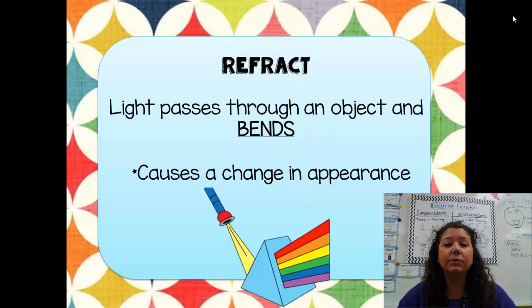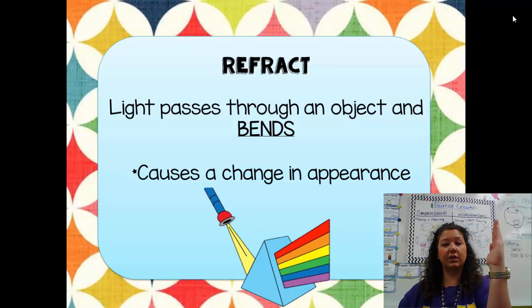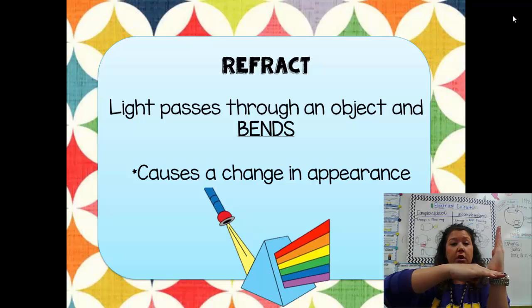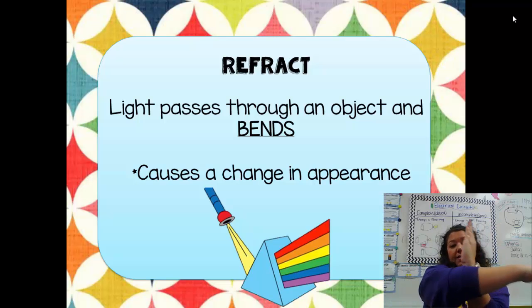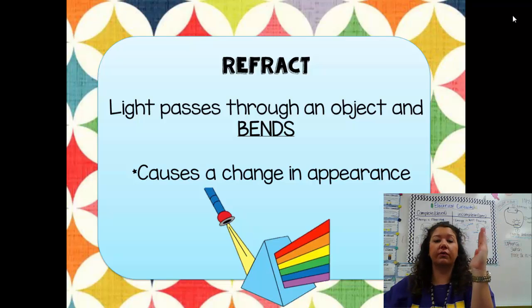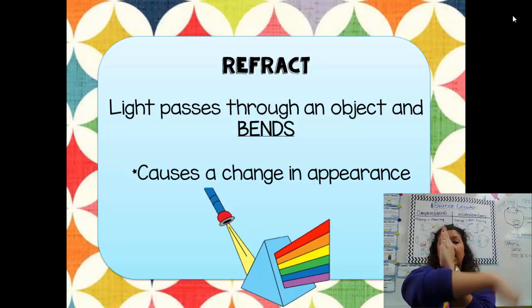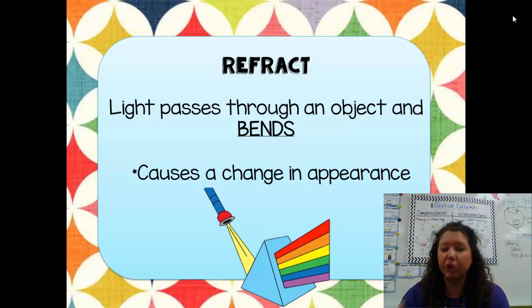And our last one is refract or refraction. You need to be careful. Reflect and refract, they're very, very similar, aren't they? But in refraction, something very different happens to the light. In refraction, the light hits a surface or an object, passes through, and then bends. So refraction, light passes through an object and bends. It causes a change in the appearance of that object.